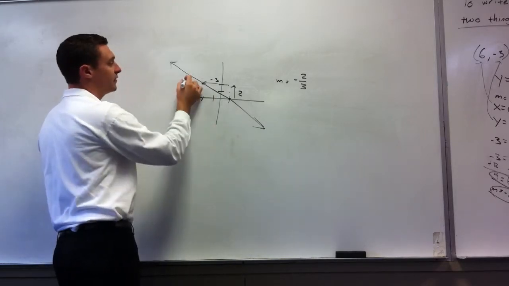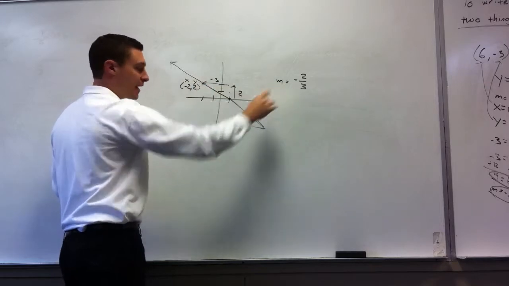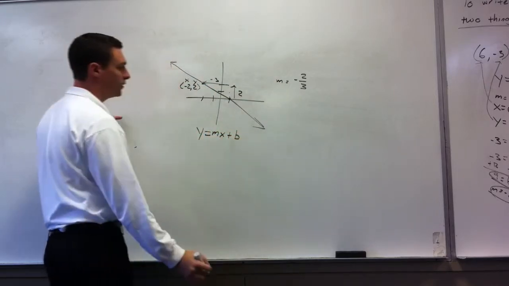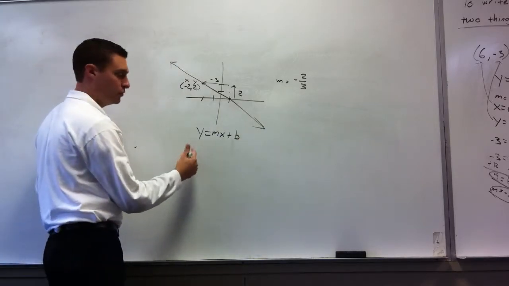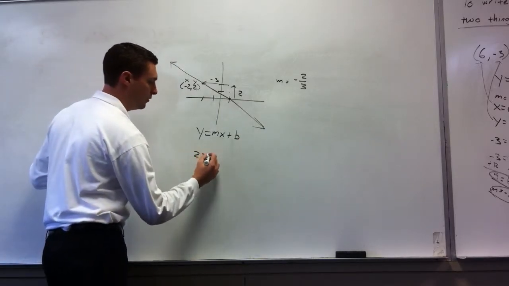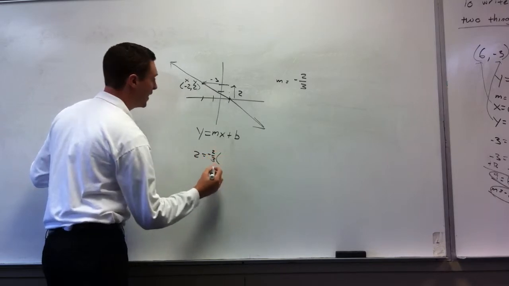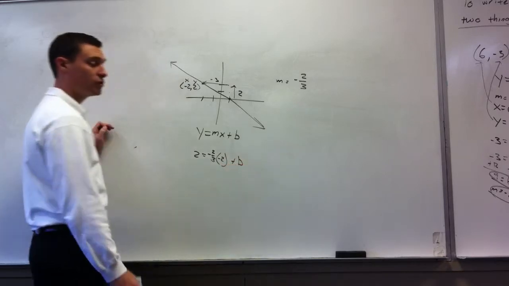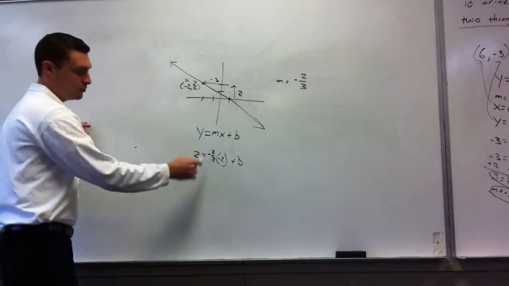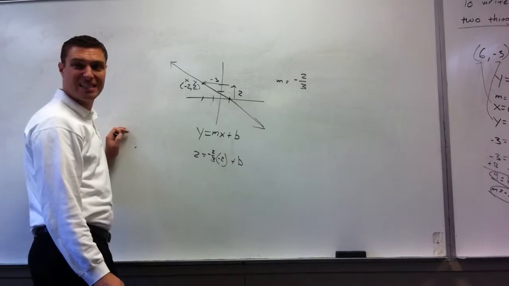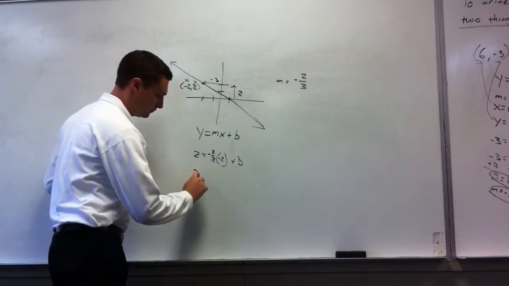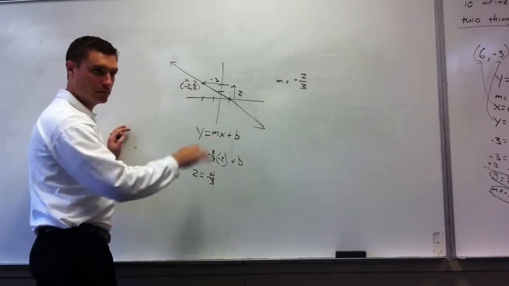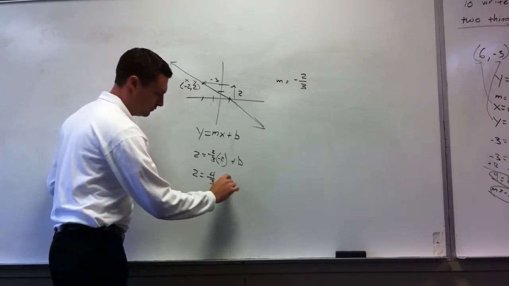So if this is x, and this is y, and this is m, and we're filling it into y equals mx plus b. So what would my y value be? 2 equals, what's my slope? -2/3 times x, which is -2, plus b. So I'm going to solve for b. So -2/3 times -2 would be, anybody? 4/3 positive. 2/1. Comes out right.